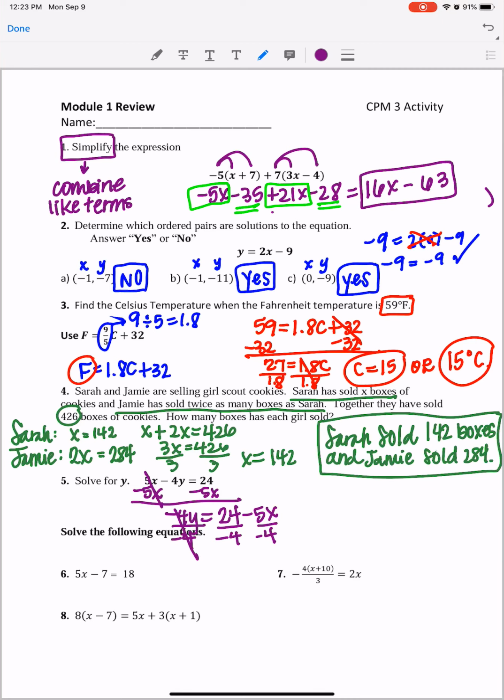So my 4's cancel here. So I'm left with y equals, reduce. 24 divided by negative 4 is negative 6. And I can't really do any reducing here as far as 5 over 4 goes. But negative over negative does turn to positive. So I can make this a plus 5 over 4x.